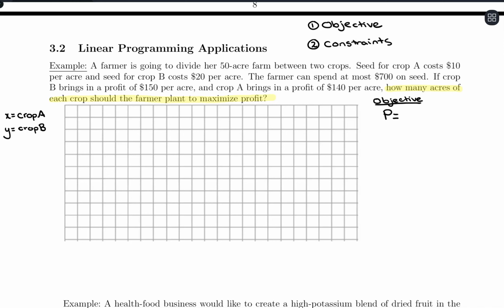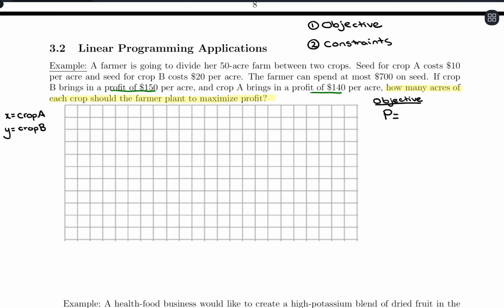So let's go reading in the problem itself, and we're going to do a few times reading through. We have a farmer who's going to divide her 50-acre farm between two crops. Seed for crop A costs $10 per acre. Seed for crop B costs $20 per acre. And the farmer can spend at most $700 on seed, so that's also dealing with cost. If crop B brings in a profit of $150 per acre and crop A brings in a profit of $140 per acre, all right, there's our information for putting profit together.